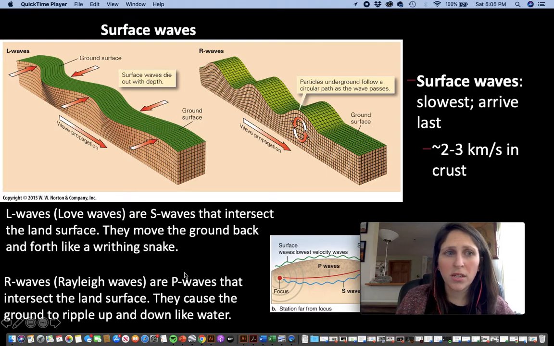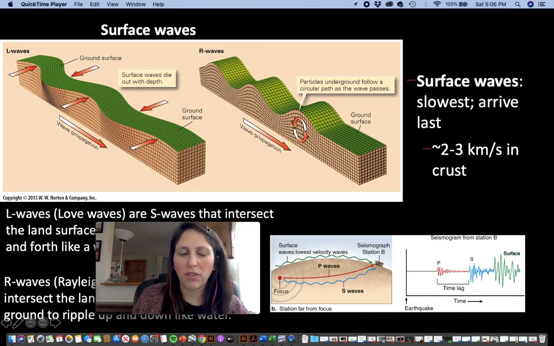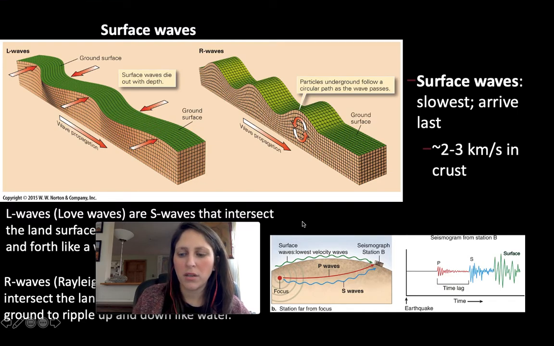Two different types of surface waves are L waves, or Love waves, and these are the S waves that intersect the land surface. You can see this kind of back and forth motion that produces the L waves. The R waves are the P waves that intersect a land surface, and they cause the ground to ripple up and down like water. You can see this kind of churning motion produced by the R waves. So we have different types of seismic waves traveling through the crust and the rocks, and these are our three different types of wavelengths.